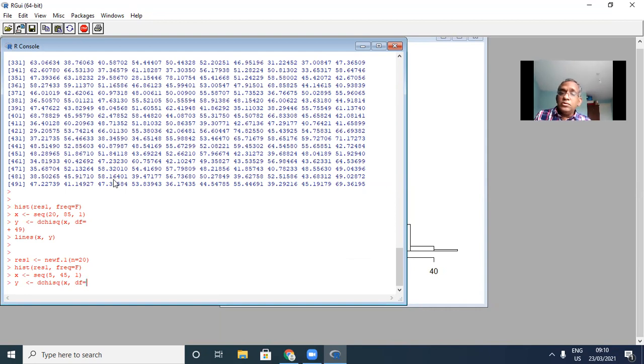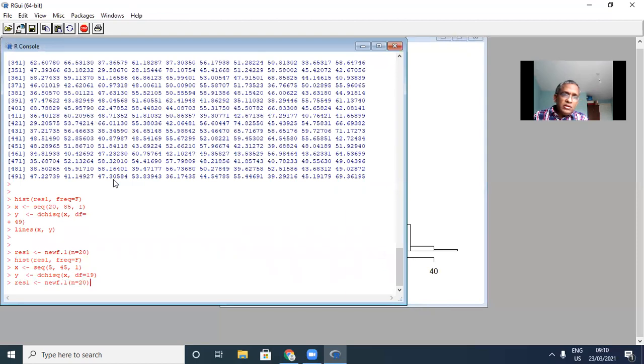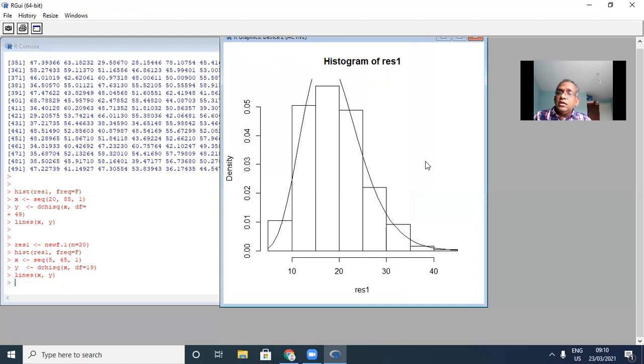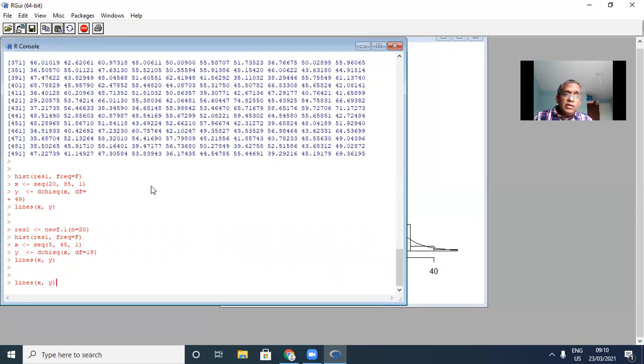But here the degrees of freedom will be 19 because your n is 20, right? And finally you use the lines command, and this is what you get. Again, as you can see, the density of the chi-squared with 19 degrees of freedom matches up with the simulated histogram, as it should, right? Now let's try the same thing again with, say, n equal to 100.